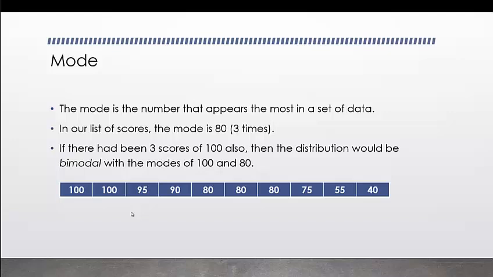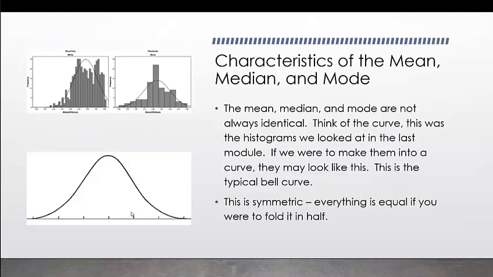If there had been 3 100s in our scores, then the distribution would have been what we call bimodal, or 2 modes, with our modes as 100 and 80. Okay? So with that, now let's talk about the characteristics of the mean, median, and mode, and why we would use the different ways to describe average.